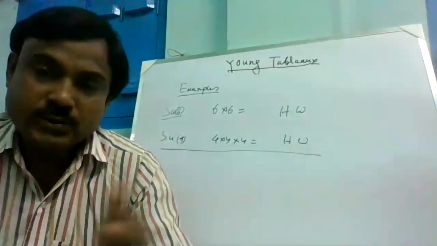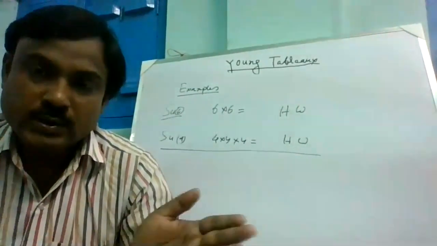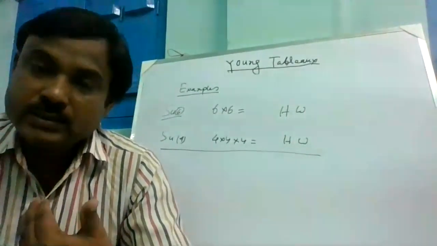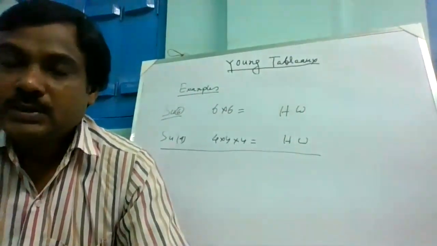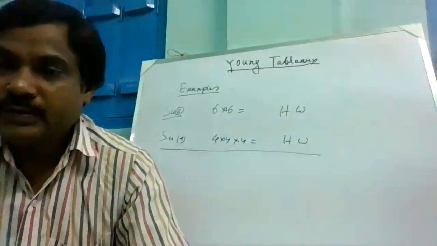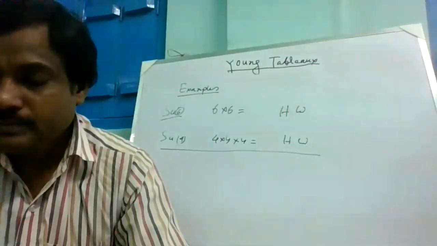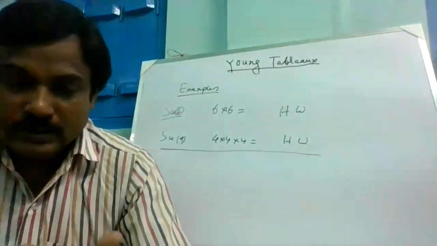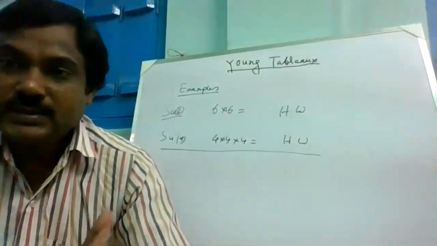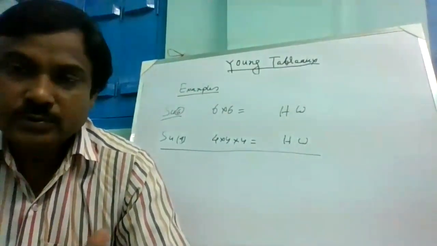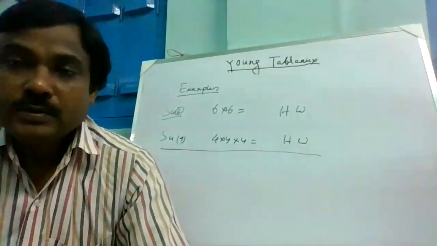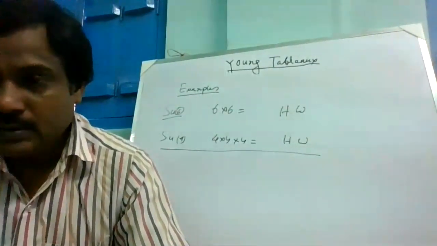One is translational symmetry in space, one is rotational symmetry in space, another is translational symmetry in time. In particle physics, what is important is the symmetry in gauge transformation. What is gauge transformation? We will discuss in the later classes.